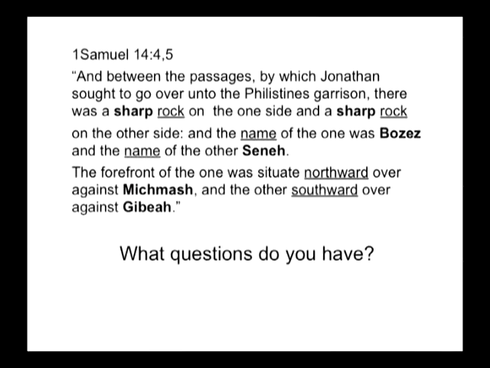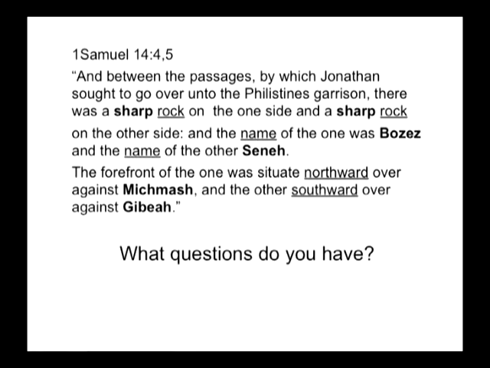So we want to look at this as an acted parable. The passage says this in 1 Samuel chapter 14, verses 4 and 5: "And between the passages by which Jonathan sought to go over unto the Philistines' garrison, there was a sharp rock on the one side and a sharp rock on the other side. And the name of the one was Bozez, and the name of the other Seneh. The forefront of the one was situate northward over against Michmash, and the other southward over against Gibeah."